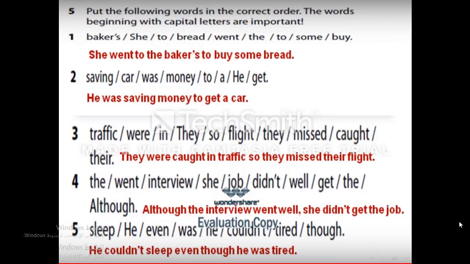Put the following words in the correct order. The words beginning with capital letters are important. She went to the baker's to buy some bread. He was saving money to get a car. They were caught in traffic, so they missed their flight. Although the interview went well, she didn't get the job. He couldn't sleep even though he was tired.